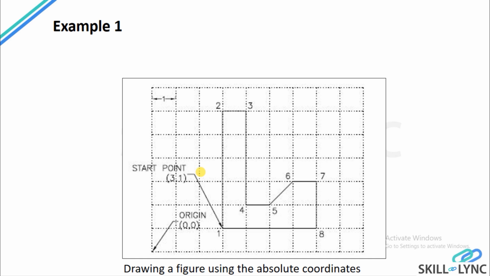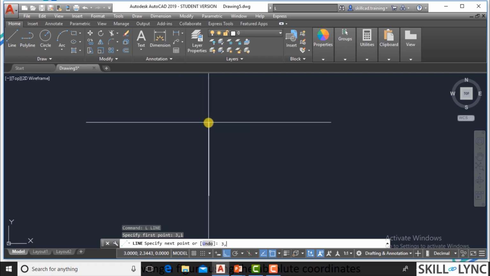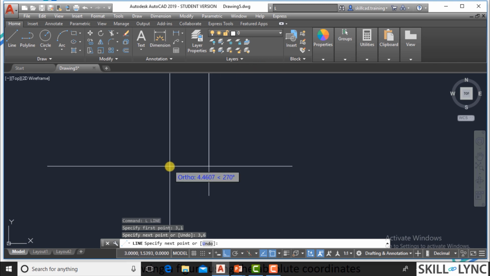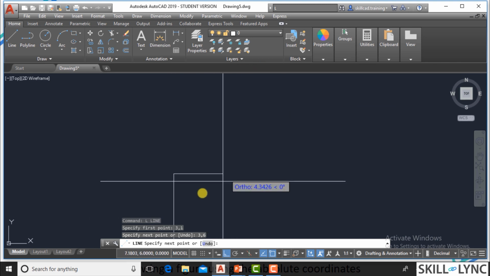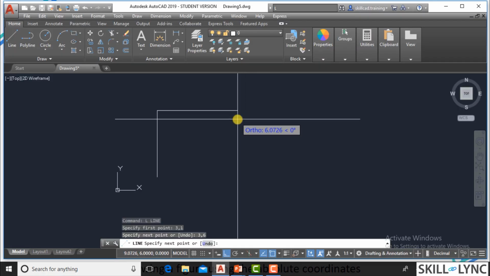Great. And the next point is how much? Let's do it again: 3,2, 3,3, 3,4, 3,5, and 3,6. So let's put it 3,6. Here we are. Okay, now 3 comma 6. Now go to the third point. So from 3 comma 6, it is 4 comma 6, because we increase 1 in x. So here we are, 4 comma 6.